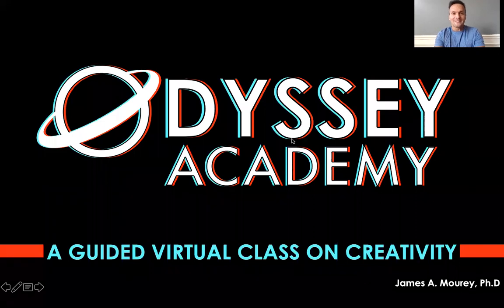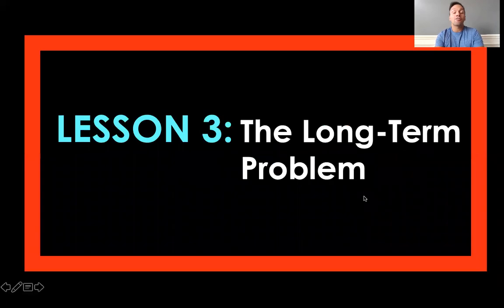Welcome back to the Odyssey Academy, and it is lesson 3 time. So in lesson 3, we're going to talk about the long-term problem. Now, in the first 2 lessons, I've been hinting to you that the long-term problem is the heart of the OM program. So here we are. We're going to talk about the biggest component of what Odyssey of the Mind is all about.